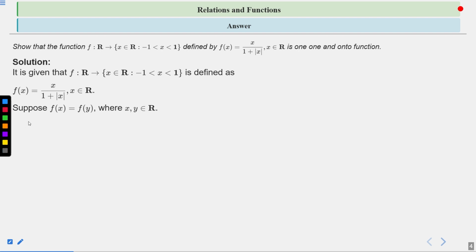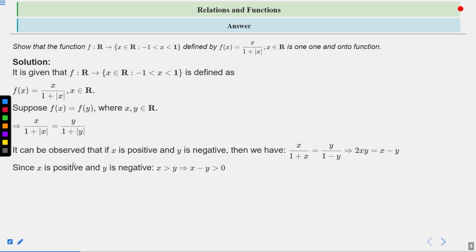Okay. So now it can be observed that if x is positive and y is negative, we will take different conditions: whether x is positive and y is negative, when x is negative and y is positive, when both are negative, and when both are positive. Got it? So we will check by taking different conditions whether f(x) equal to f(y) is coming in the domain or not.